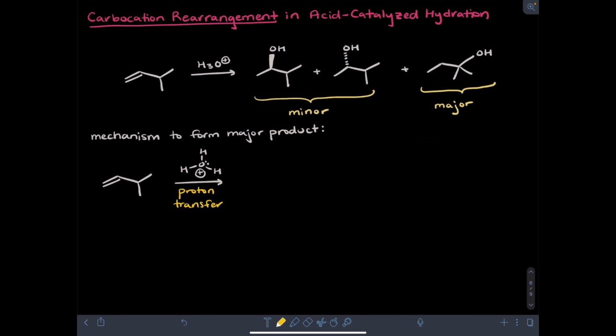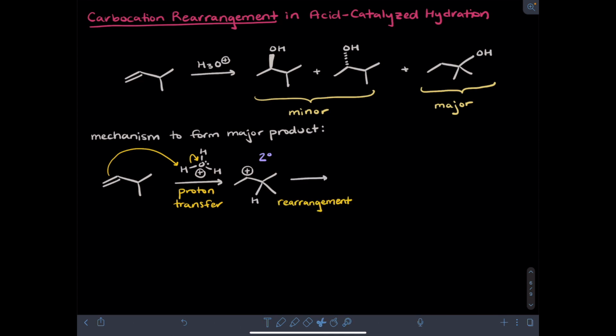The first step of the mechanism is a proton transfer. I'll use the pi bond as a base to deprotonate H3O+, the strongest acid that I have available in solution. This proton transfer adds the hydrogen to the less substituted carbon of the alkene, and the carbocation forms at this secondary position, the more substituted carbon that was formerly a part of the alkene.